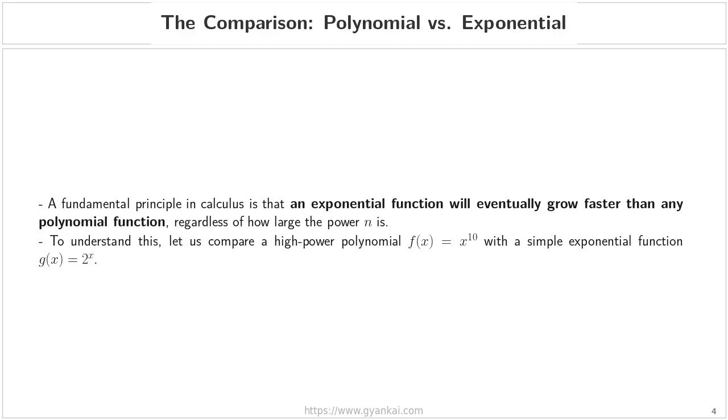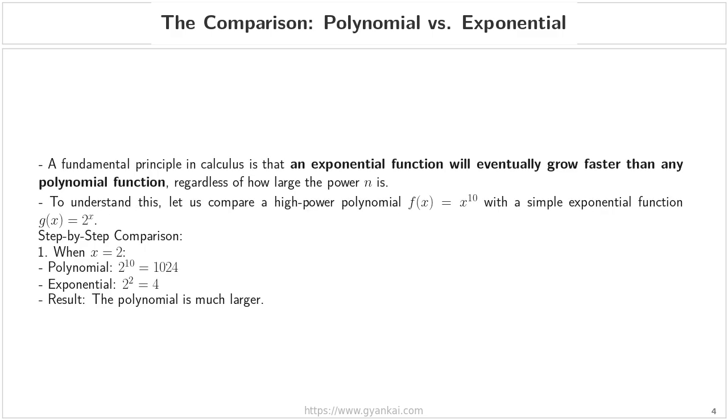To help you visualize this, let us compare a high-power polynomial, f of x equals x to the power of 10, with a relatively simple exponential function, g of x equals 2 to the power of x. We will look at this through a step-by-step comparison as we increase the value of x. First, let us see what happens when x equals 2. For the polynomial, we have 2 to the power of 10, which equals 1024. For the exponential, we have 2 to the power of 2, which is only 4. At this stage, the polynomial is much larger.